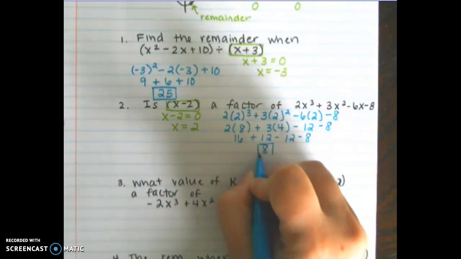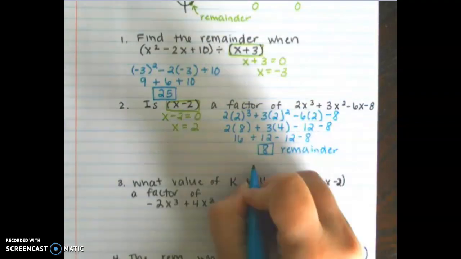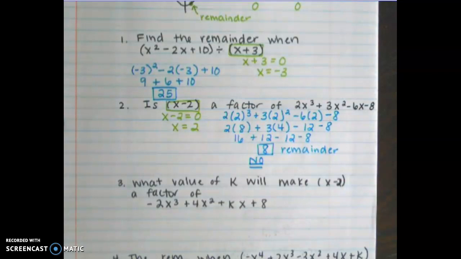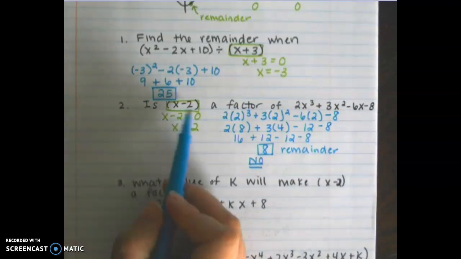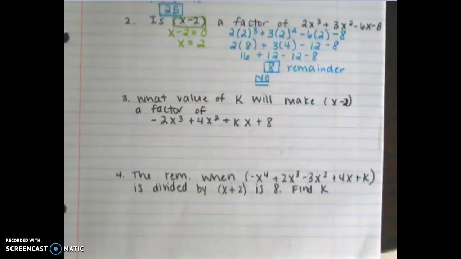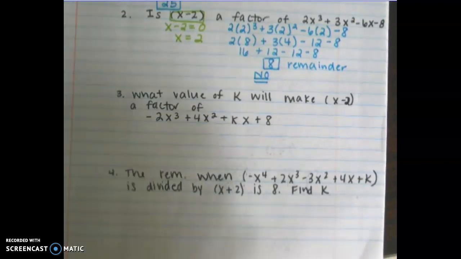So since we got a remainder, this is no. X minus 2 is not a factor of that polynomial. It would be a factor if we got 0, because that would mean it went in evenly with no remainder. But if you get any number besides 0, then what you were trying to divide by is not a factor. All right, so we're going to extend that concept to finding missing components of a polynomial.